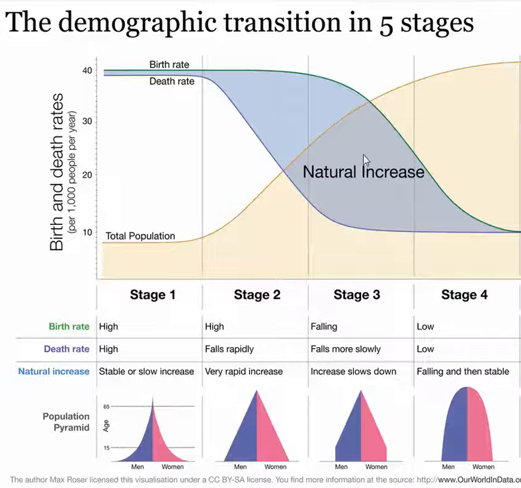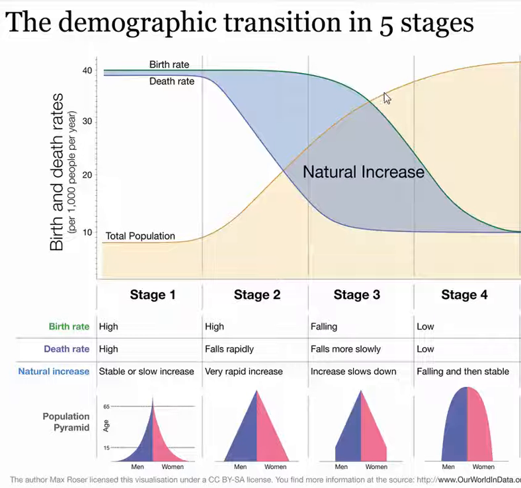Stage 3, which is the industrial stage, we see that at this point, with industrialization and opportunities for women and maybe access to family planning and contraception, we start to see the birth rate declining. So if we take a look back at the bar, there's still growth because there's still a pretty big difference between the birth and death rate, but it's starting to slow down.